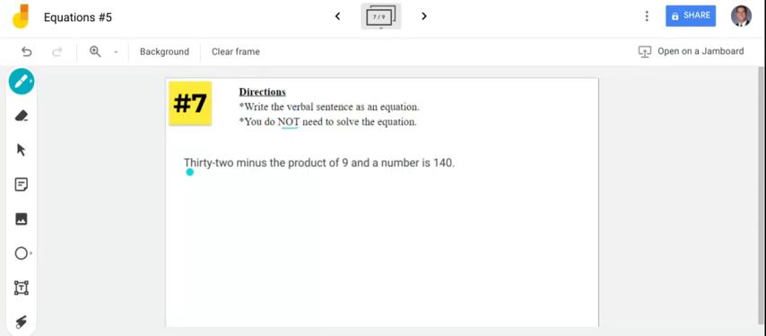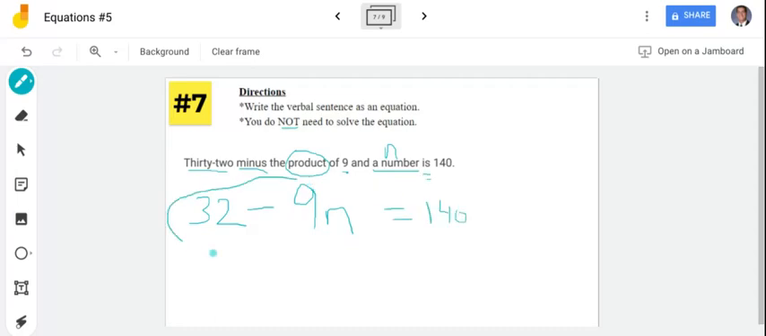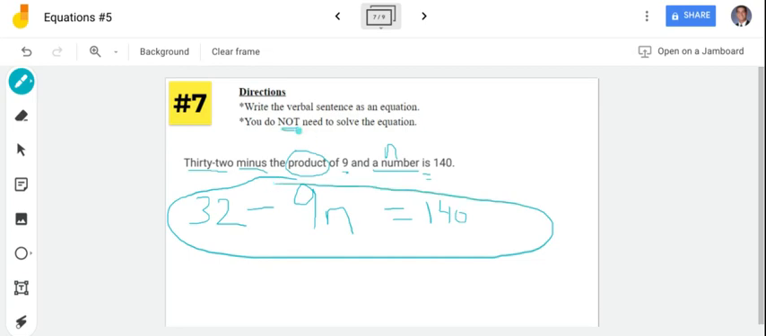Product, what does the product mean? The product is the answer to a multiplication problem. So I'm going to multiply some numbers together. I'm going to multiply 9 by a number, some unknown number or some variable. Let's just call it n for our unknown number. So I need to multiply 9 times n, or I could write that as 9n, because if I have a number written next to a variable, that is understood to be multiplication. Then there's my equal sign, and 140 on the right side of the equal sign. So that's how I take the sentence and write it as an equation. But again, I do not need to solve the equation. I just want you to write it.